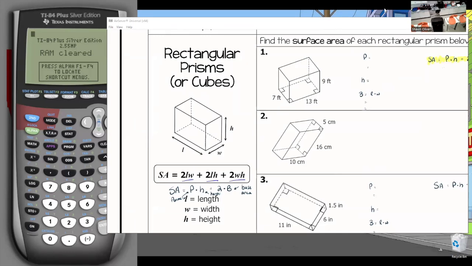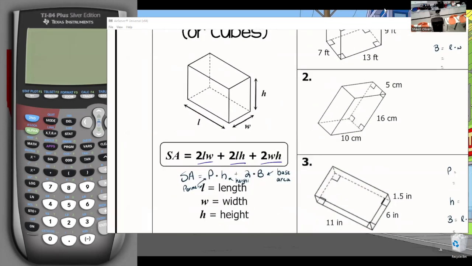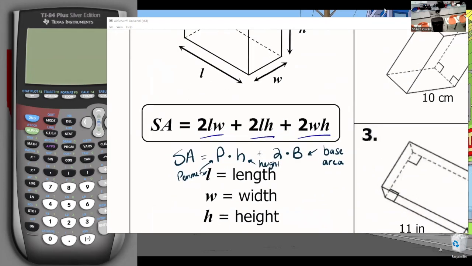When we're talking about our rectangular prisms, now this equation is true. It's 2 times the length plus the width plus 2 times the length plus the height plus 2 times the width times the height. That is always true, but I like this equation because rather than trying to memorize or know how to use a bunch of different ones, this equation will always get me the surface area of a type of shape.